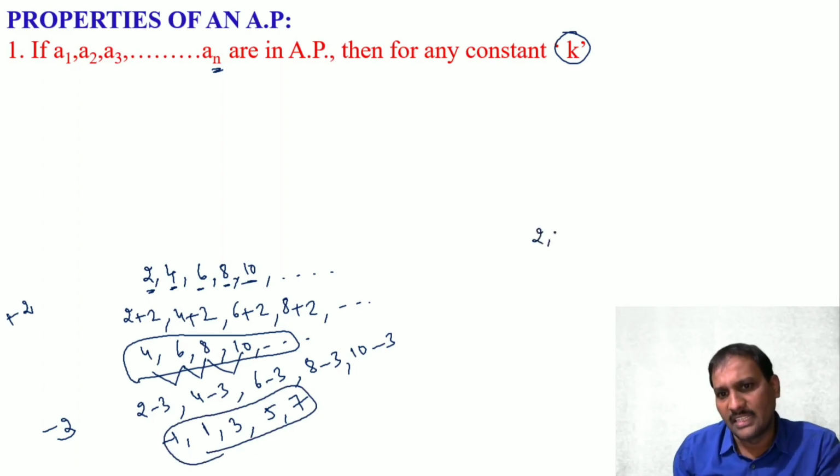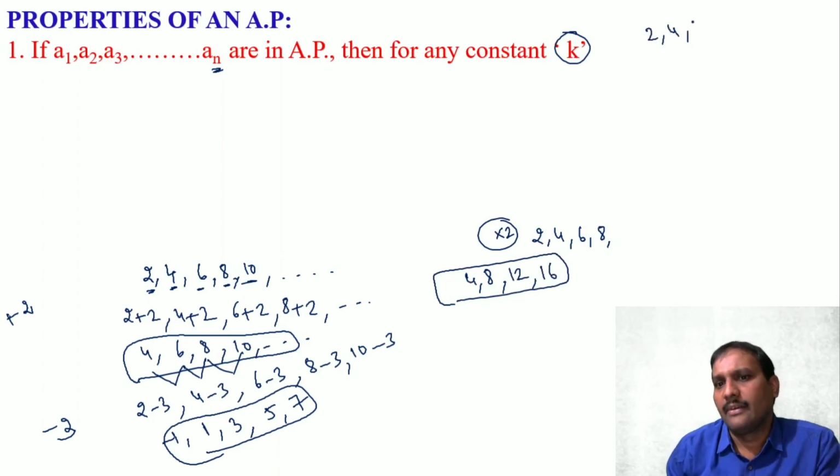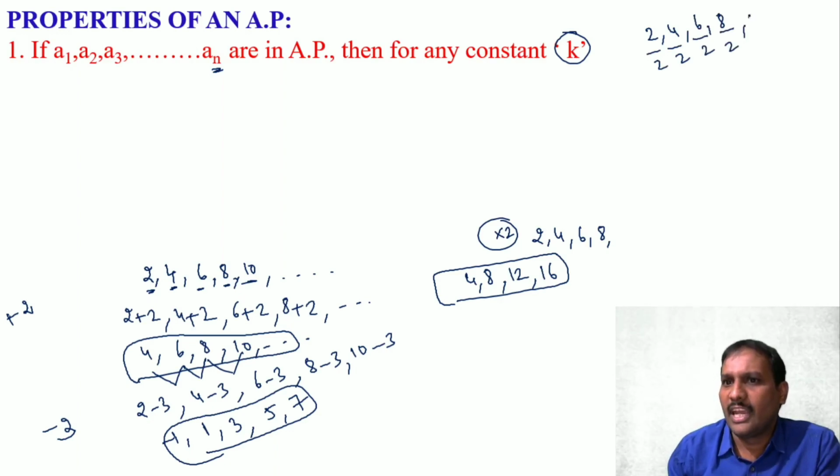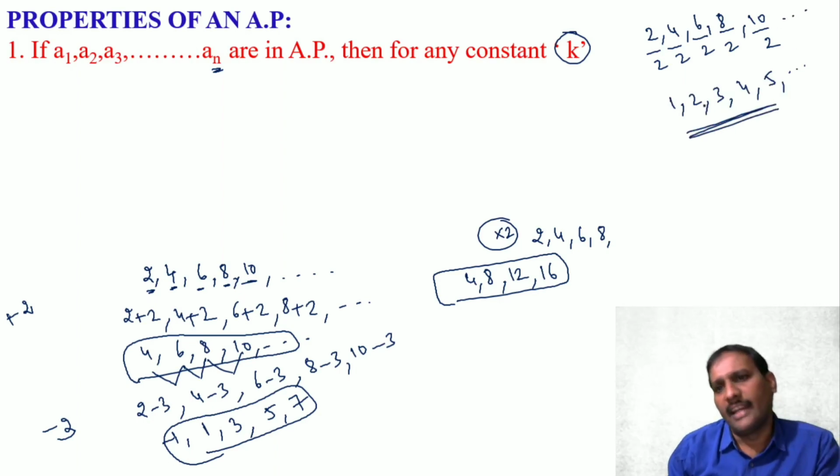Now for a change, let us multiply all these numbers by the same constant, let us say 2. So 2 2s are 4, 4 2s are 8, 6 2s are 12, and 8 2s are 16. And these also form an arithmetic progression. Now let us divide by 2. So 2 by 2, 4 by 2, 6 by 2, 8 by 2, and 10 by 2. That is 1, 2, 3, 4, 5, and so on. Now these also form an arithmetic progression.